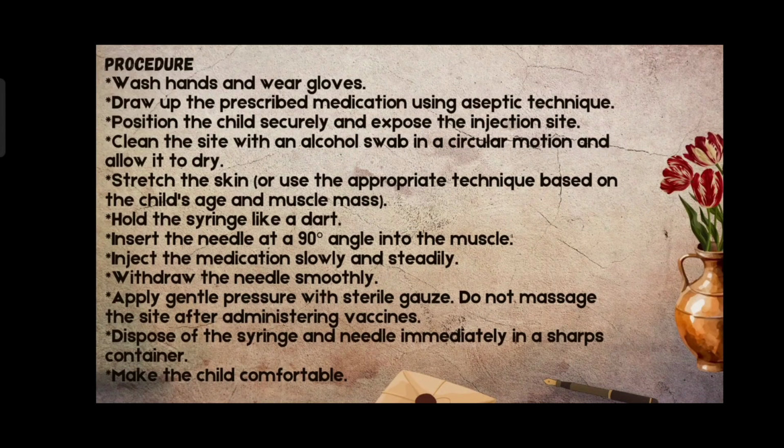For the procedure, first we have to wash hands and wear gloves, draw up the prescribed medication using aseptic technique, position the child securely and expose the injection site, clean the site with an alcohol swab in a circular motion and allow it to dry. Then stretch the skin, or we can use the appropriate technique based on the muscle mass. Then hold the syringe like a dart, insert the needle at a 90-degree angle into the muscle, inject the medication slowly and steadily. Then we have to withdraw the needle smoothly, then apply gentle pressure with a sterile gauze.